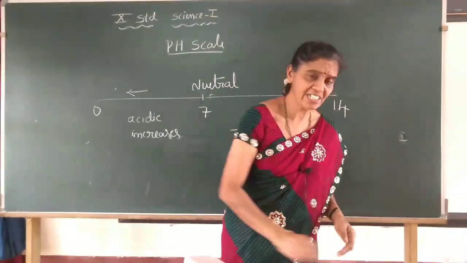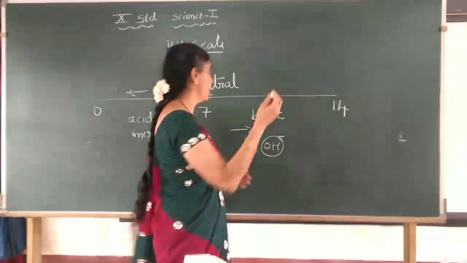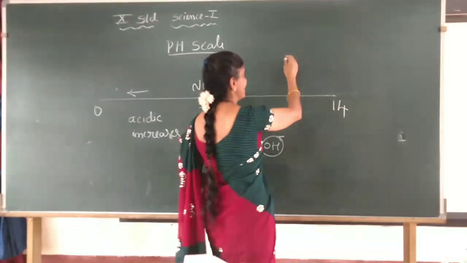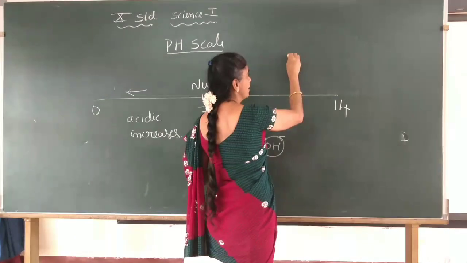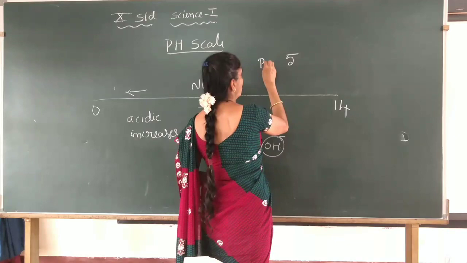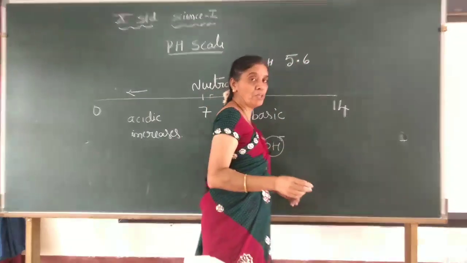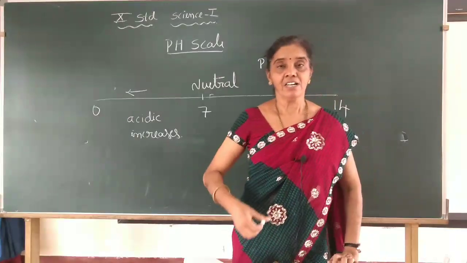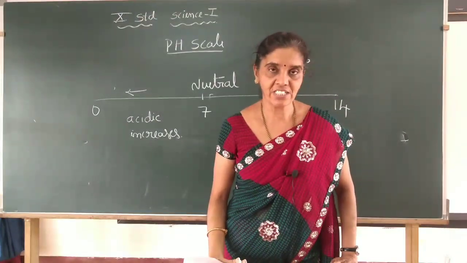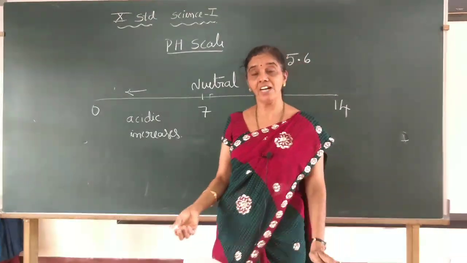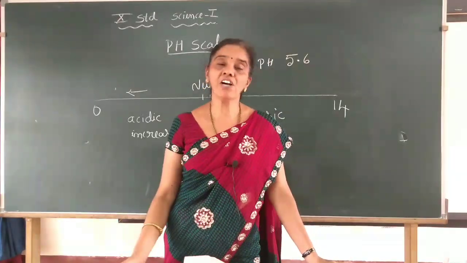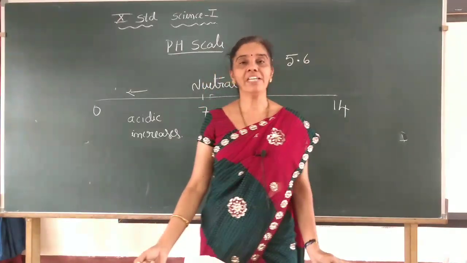So what is the acidic nature of rainwater? To call rainwater acidic, or acid rain, its pH value should be below 5.6. Even in finding the fertility of soil, they make use of pH.